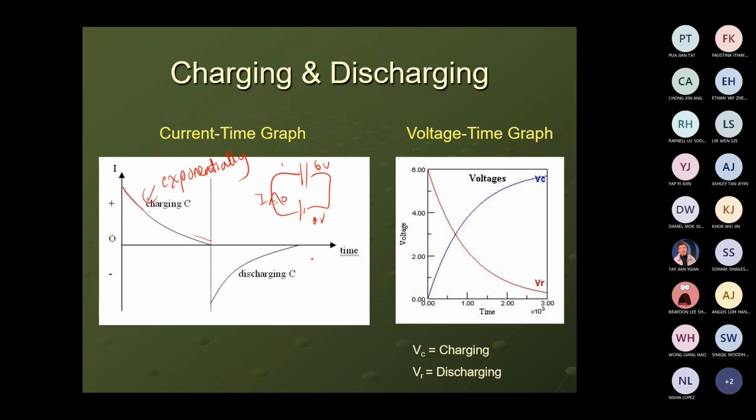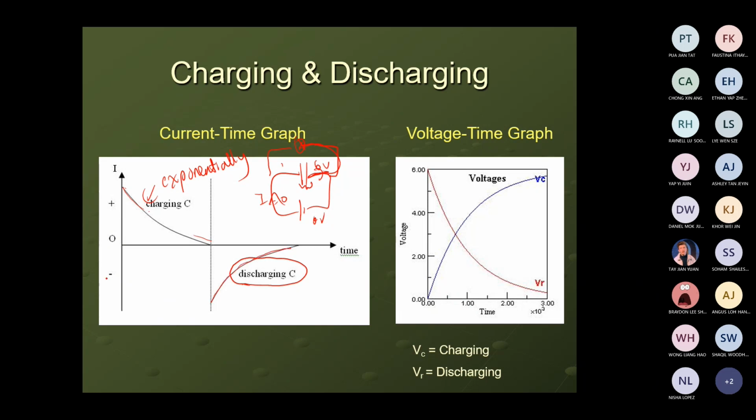When discharging, it means the capacitor is connected to another circuit with, let's say, a light bulb. The current will be released from the capacitor to the light bulb. When the charge is released, the voltage across the capacitor will start to drop. So again, the current will decrease exponentially when discharging.